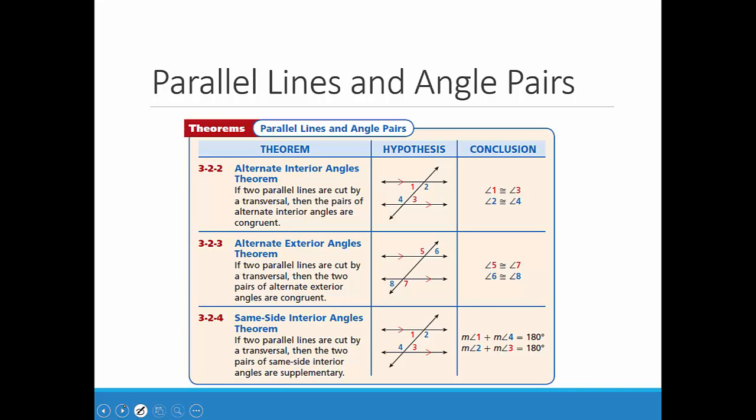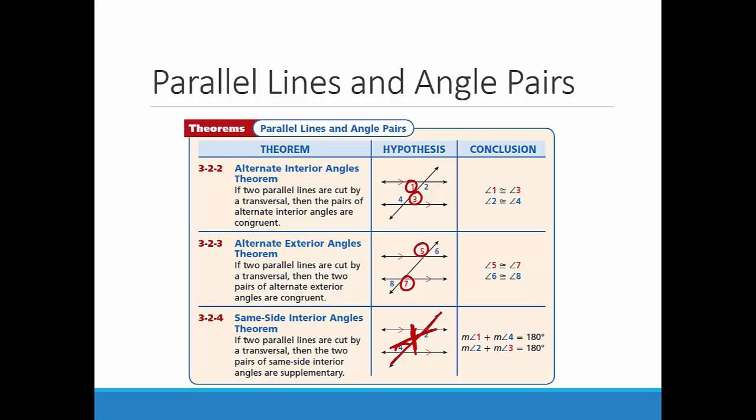Here are three more: alternate interior angles, alternate exterior angles, and same side interior angles. These are all the ones we talked about yesterday. Basically, when you have parallel lines, that makes a lot of things congruent. Our alternate interior angles are congruent, our alternate exterior angles are congruent, and our same side interior angles are supplementary. So we know that 4 plus 1 has to add up to 180, and the same thing the other way around: 3 plus 2 has to add up to 180. And remember that 1 and 3 have to be the same, and 4 and 2 have to be the same.